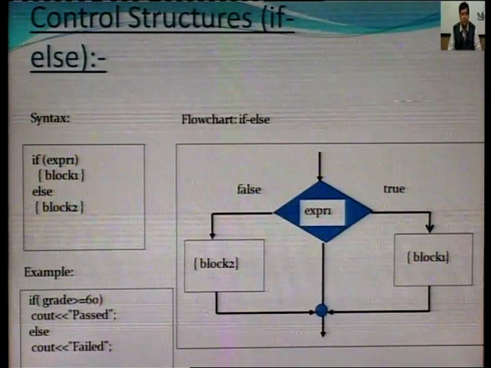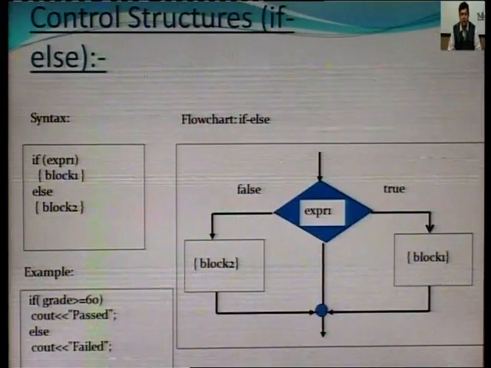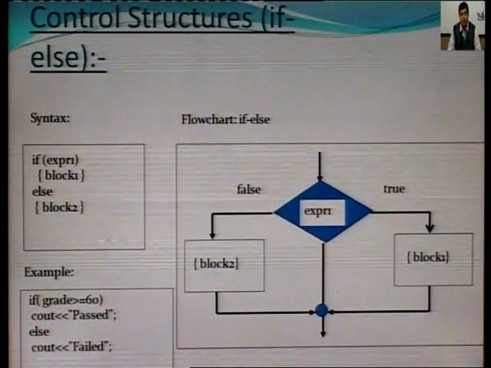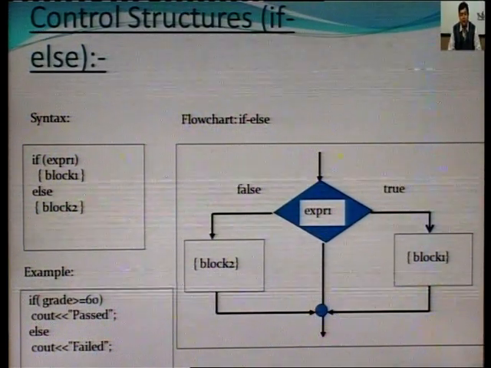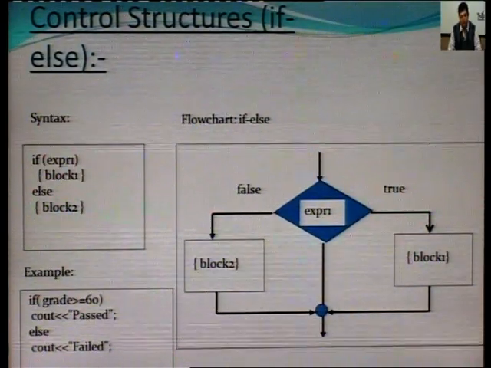Now what is happening, you see the example: if grade is greater than or equal to 60, this expression is true, so we print passed. Else, if the grade is less than 60, then we print failed.